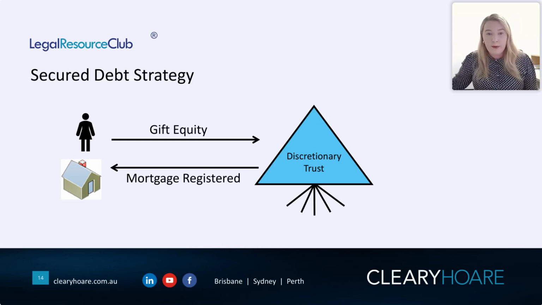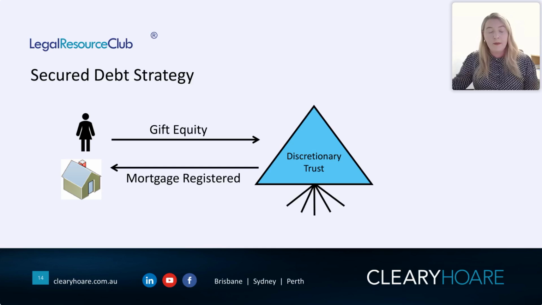So the trust will take security in the form of a mortgage over any real property, or if we're dealing with personal property, such as shares, units in a unit trust, motor vehicles, etc., we would have a security deed, and ideally that would be registered on the PPSR. So that's how the strategy works.